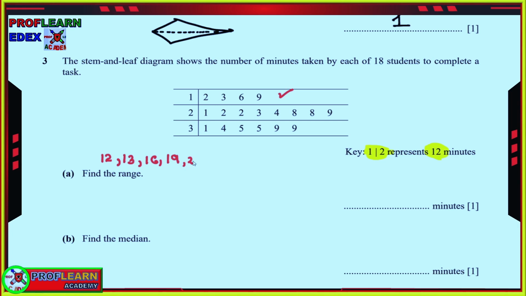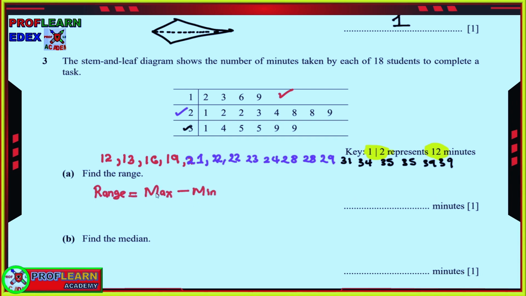Now we move to 2, this will be 2 stroke 1, that will be 21, 22, again 22, 23, with 4 that is 24, with 8 and 9 we have 28 and 29. Now we move to the third one, that is 3, 1 will give us 31, 34 all the way to 39. Then remember, the range is the maximum value minus the minimum value. In this case it is 39 and 12, and if you subtract that, you are going to get your answer equivalent to 27.